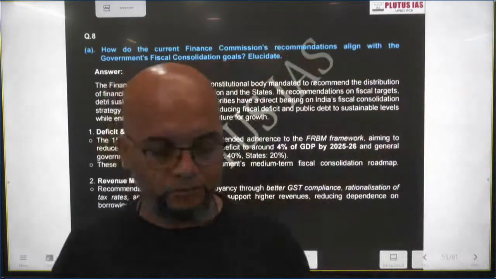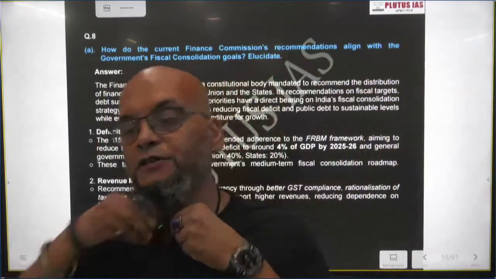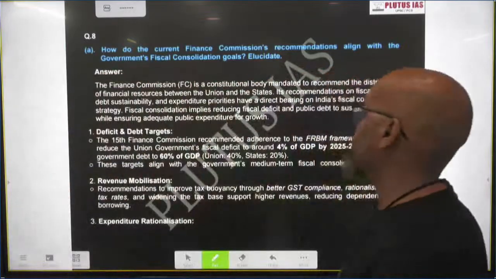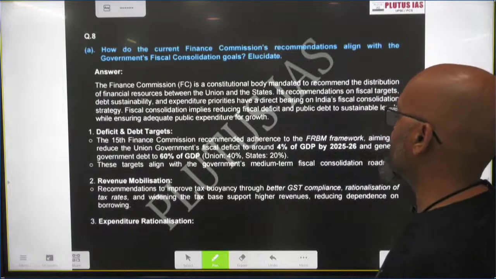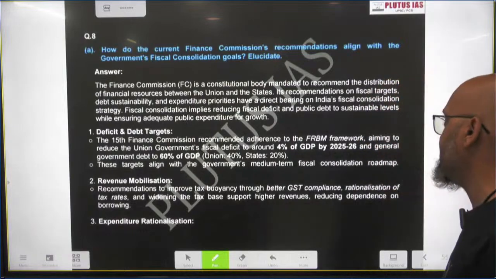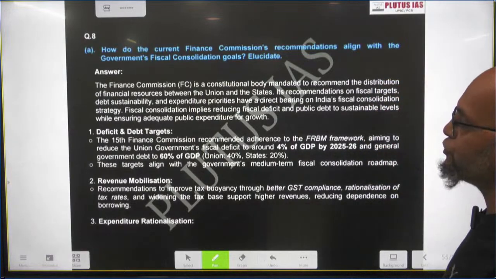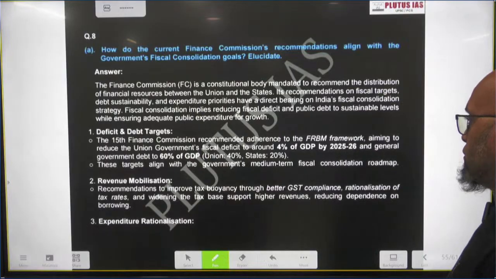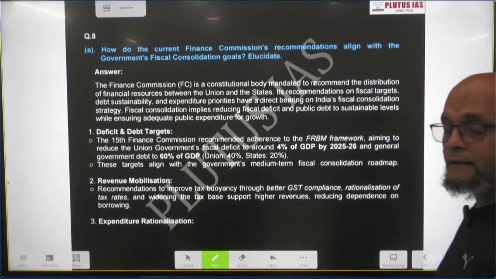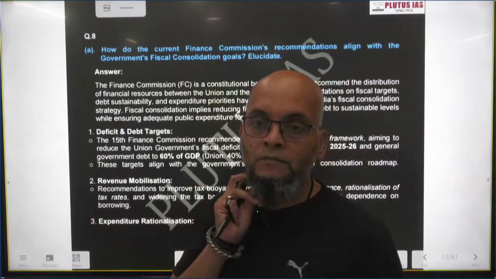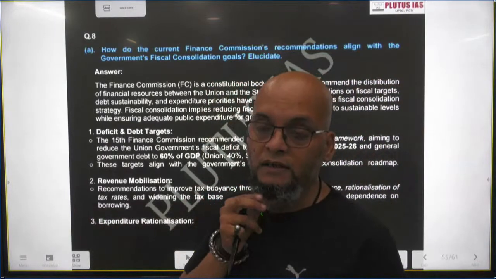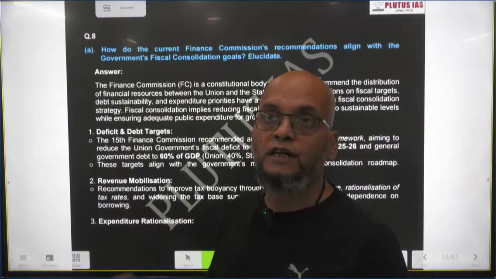Okay, so let's continue. Last question. So the Finance Commission is a constitutional body mandated to recommend the distribution of financial resources between the union and the states, and between states as well. Between states, it's horizontal imbalance. Some states earn more, others earn less. So that's called horizontal imbalance.